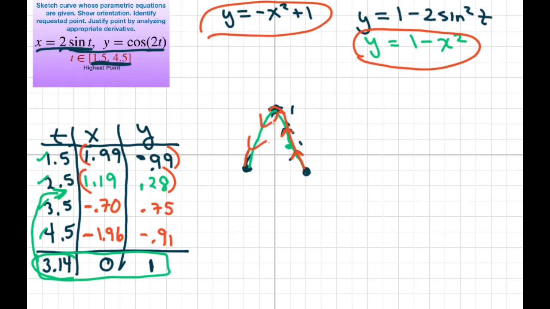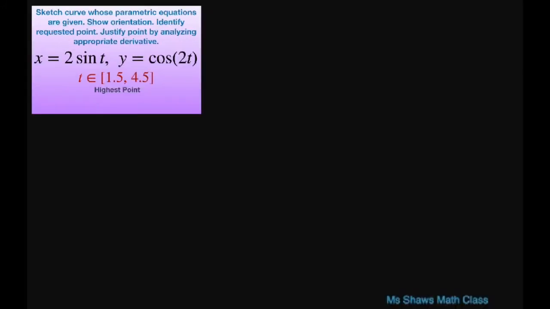Now we have to justify our highest point, which is your maximum, and that's at 0.1, by taking the derivative. Since we're talking about the highest point, we're going to differentiate y. So we're going to maximize y as a function of t by computing the derivative of y with respect to t. That's going to equal negative 2 sine of 2t.